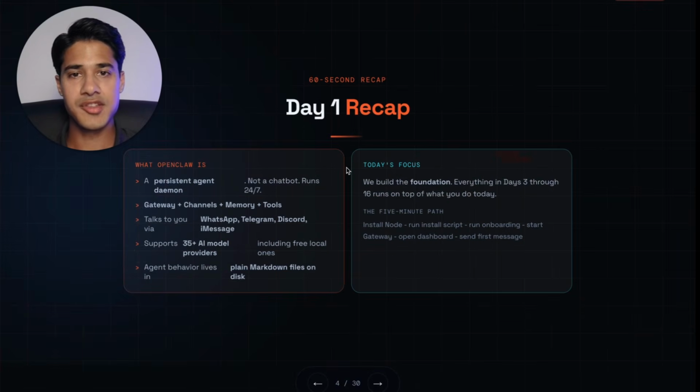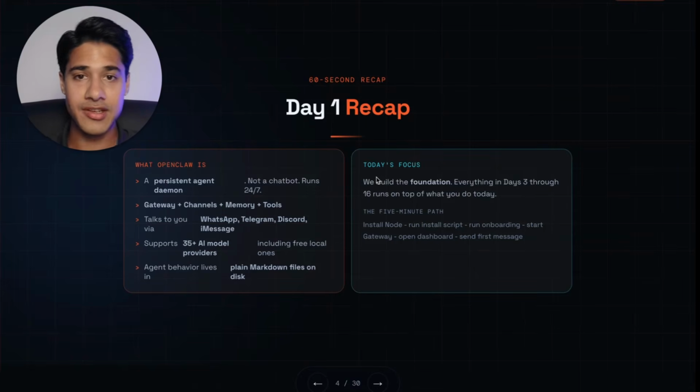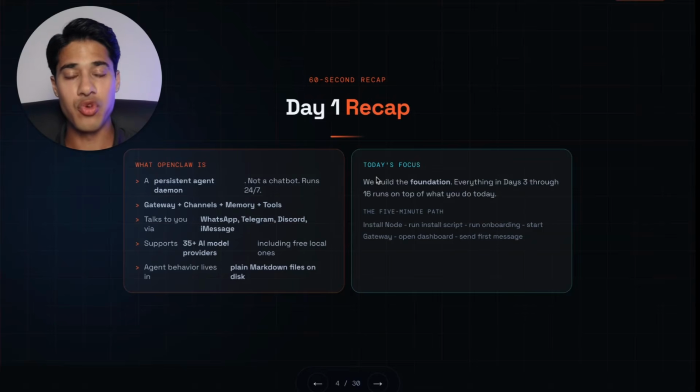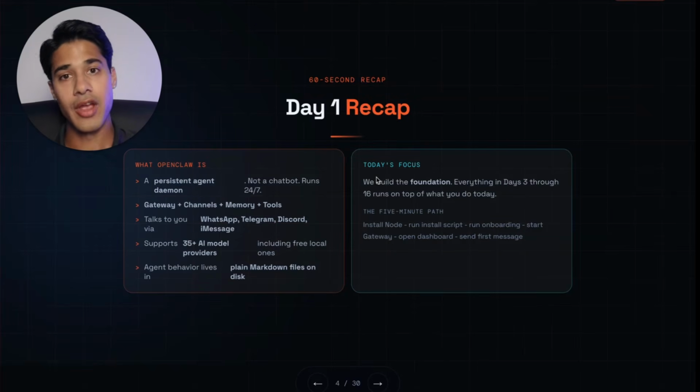Quick 60 seconds to make sure we're on the same page before we get into the technical steps. OpenClaw is a persistent agent daemon. That phrase matters because it's what makes it different. It's not a chatbot that lives inside the browser tab and forgets everything when you close it. It runs in the background on your machine continuously, and responds to you through whatever channels you connect to it: Telegram, WhatsApp, Discord, iMessage. The behavior of that agent lives in plain markdown files sitting on your hard drive. You open up a text file, you edit it, and the agent's going to change.